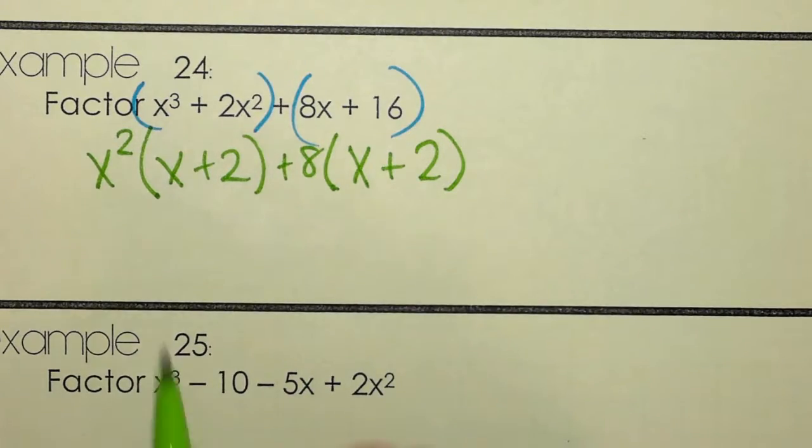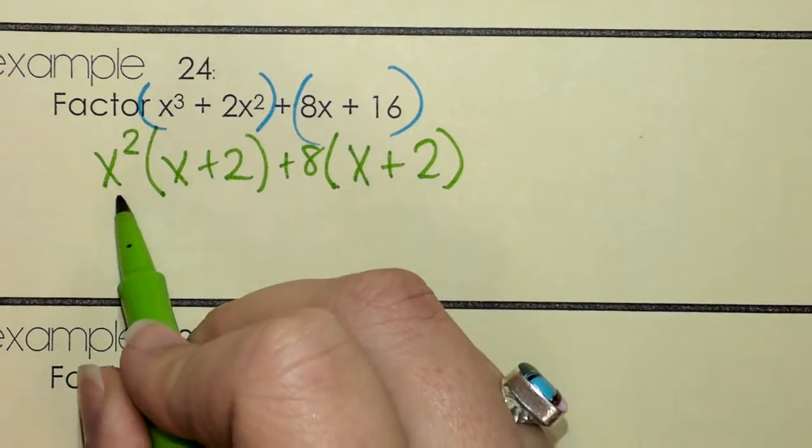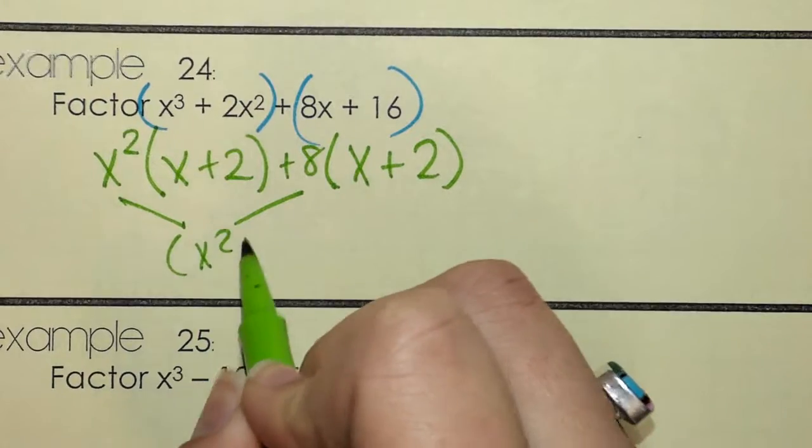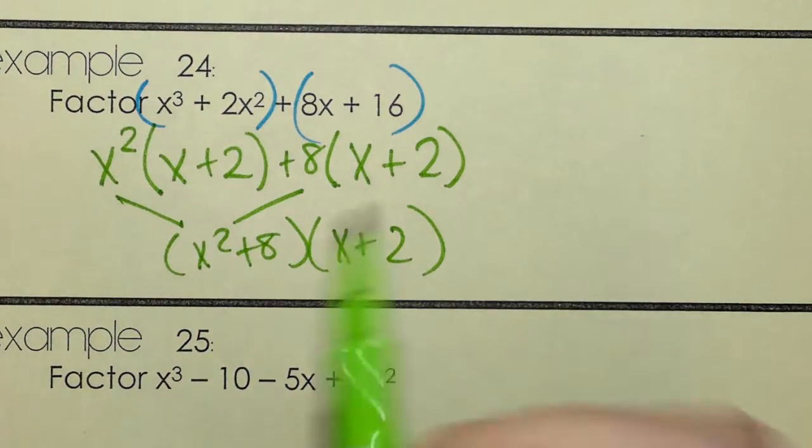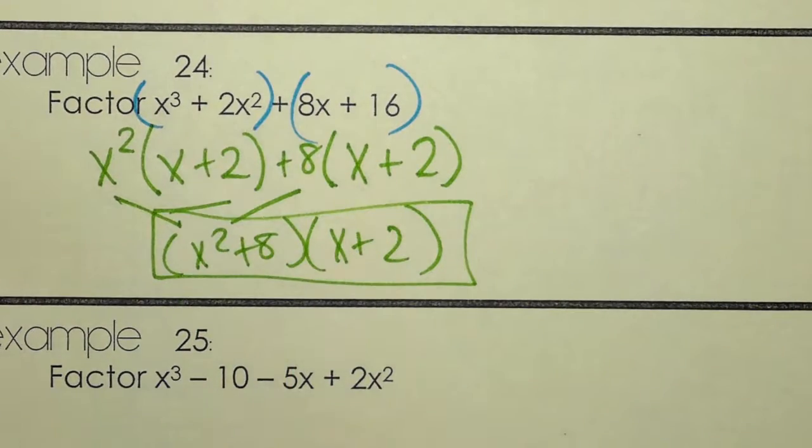Alright, now what do you do? X squared plus 8. And then x plus 2. Good, both of you get a point. I love this. I told you that grouping was easy.